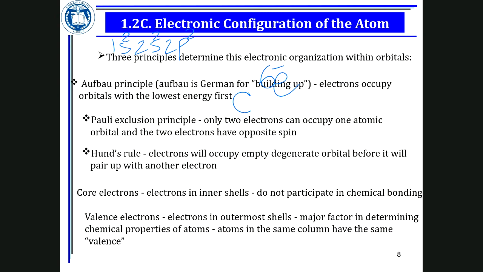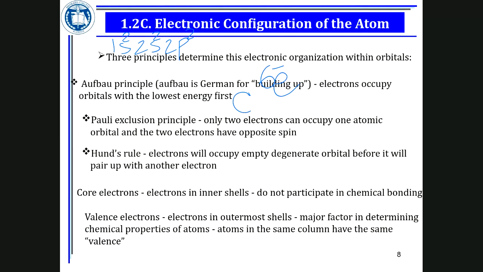There are principles that we have to follow, and that's another quiz question. Principles that are going to be followed in order to write the electron configuration properly. One is Aufbau principle. What does Aufbau principle state? Orbitals with lower energy are going to be filled up first.